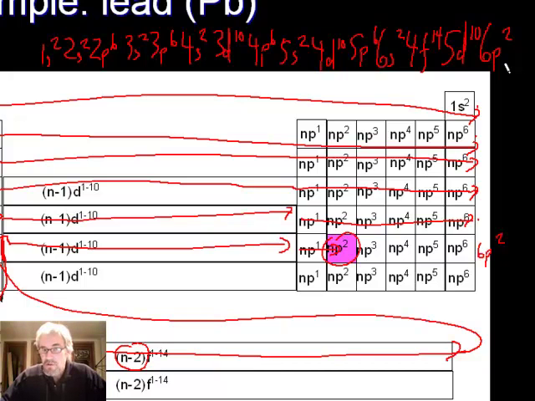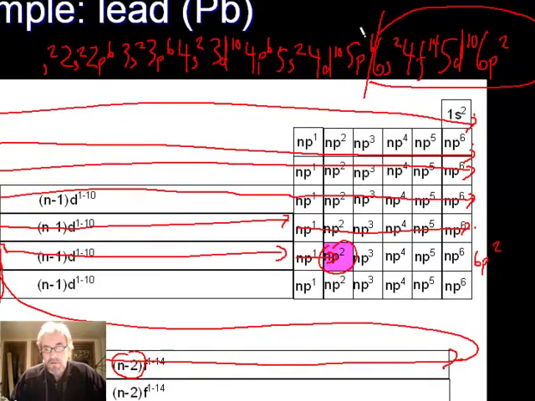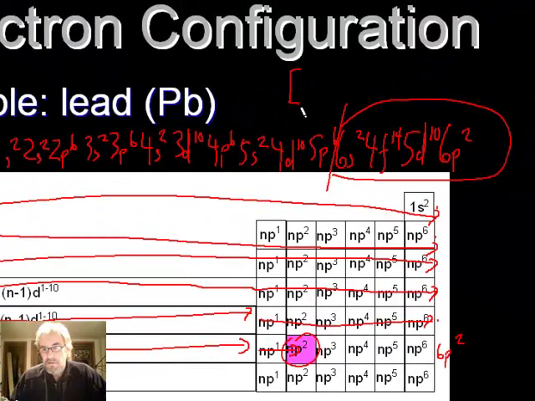You will notice that all of the noble gases, except for helium, end in P6. The highest shell then starts after that. This one, for example, lead. P6 ends the row that starts before lead, and all of lead's highest level electrons come after that. So what we do is we take all that stuff that came before and we replace it with square brackets with the symbol for the noble gas that ends the previous row.